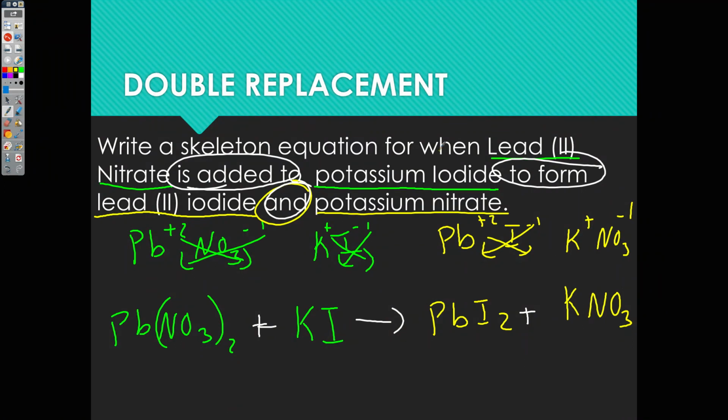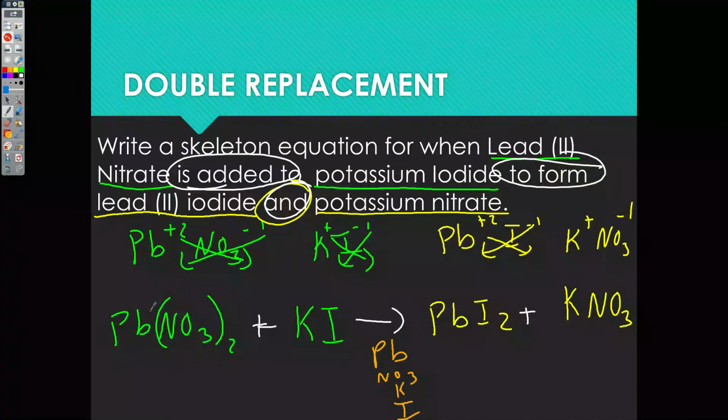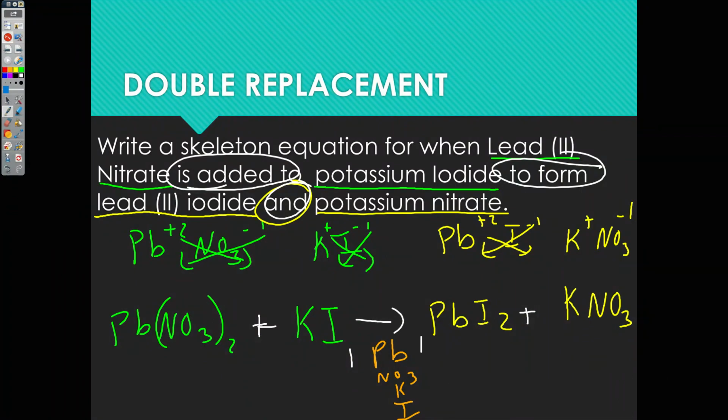Let's go ahead and balance it for fun. Super fun stuff. So I have Pb, NO3, K, and I. On our reactant side, Pb is 1, and on the product side there is also 1. Nitrate is 2 on the reactant side, and on the product side nitrate is 1. K is 1, and K is 1 on this side. Iodine is 1 on the reactant side, and iodine is 2 on our product side.